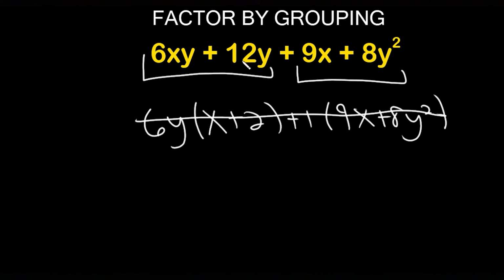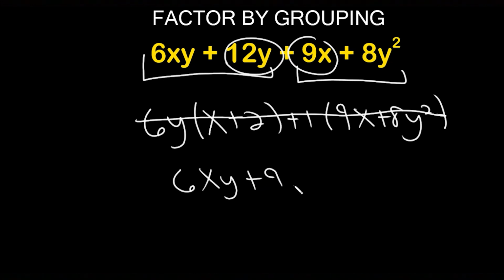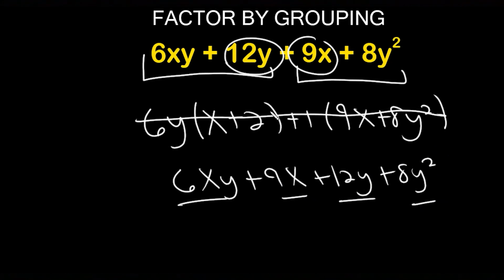So why don't I go ahead and try to switch around 12y and 9x? Because I see that 9x and that 6xy look like they have something in common, and that may be a good grouping to go with. So I'm going to go ahead and rewrite it as 6xy, and then I'll have plus 9x, and then plus 12y, and then plus 8y squared. I like that grouping a lot better because I have y's in common over here, I have x's in common over here, and I also have numbers in common on both of those, right? So I like that grouping. We're going to go ahead and try it.